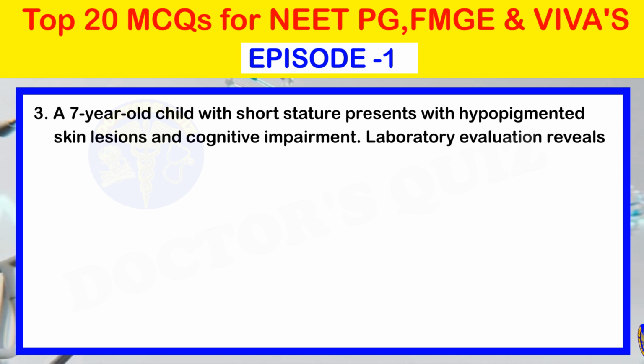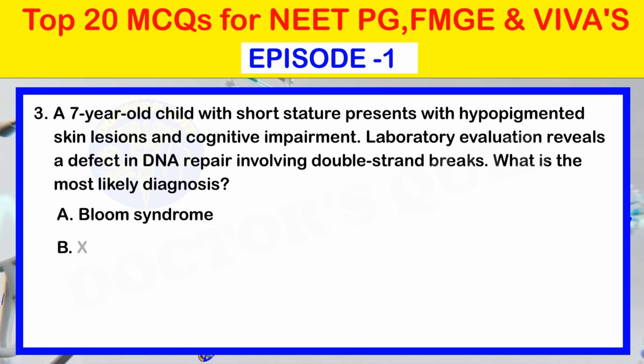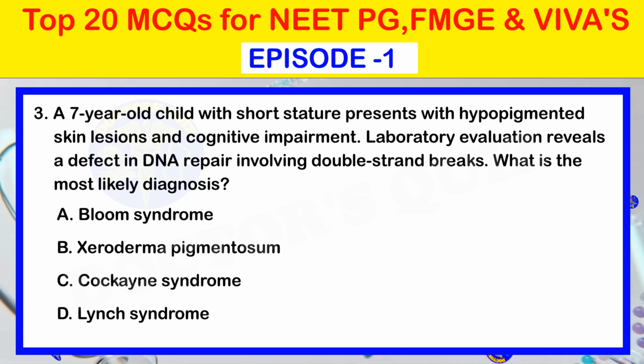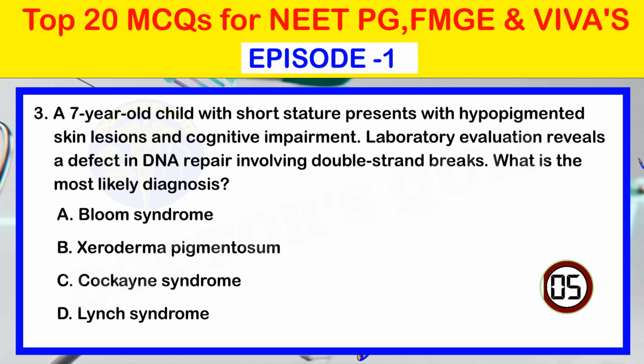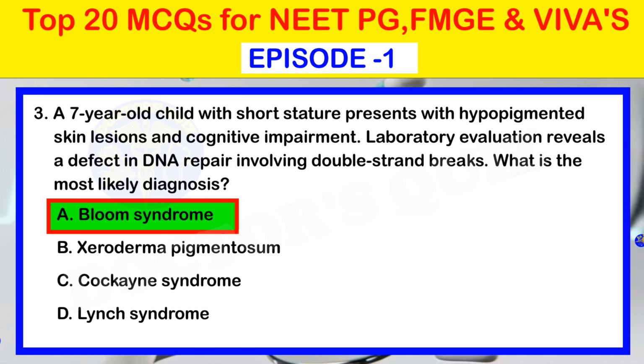A 7-year-old child with short stature presents with hypopigmented skin lesions and cognitive impairment. Laboratory evaluation reveals a defect in DNA repair involving double-strand breaks. What is the most likely diagnosis? Options are Bloom syndrome, xeroderma pigmentosum, Cockayne syndrome, or Lynch syndrome. Answer is option A, Bloom syndrome.